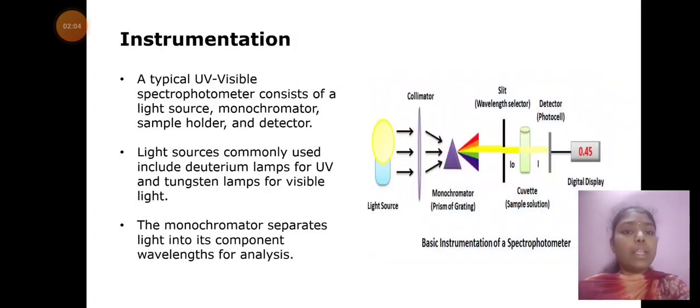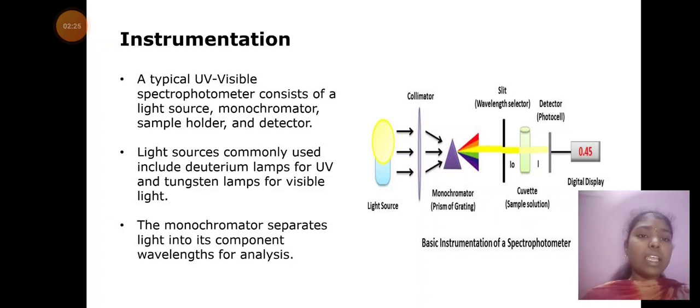Instrumentation. A typical UV visible spectrophotometer consists of a light source, monochromator, sample holder, and detector. Light sources commonly used include deuterium lamps for UV and tungsten lamps for visible light. The monochromator separates light into its component wavelengths for analysis. Here we can see the image of instrumentation.